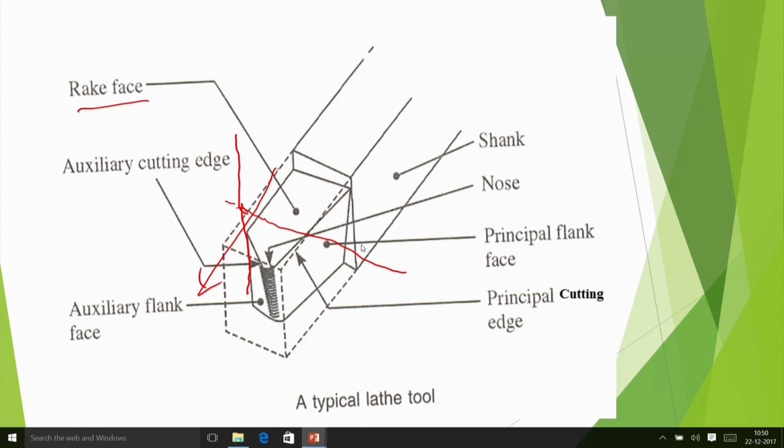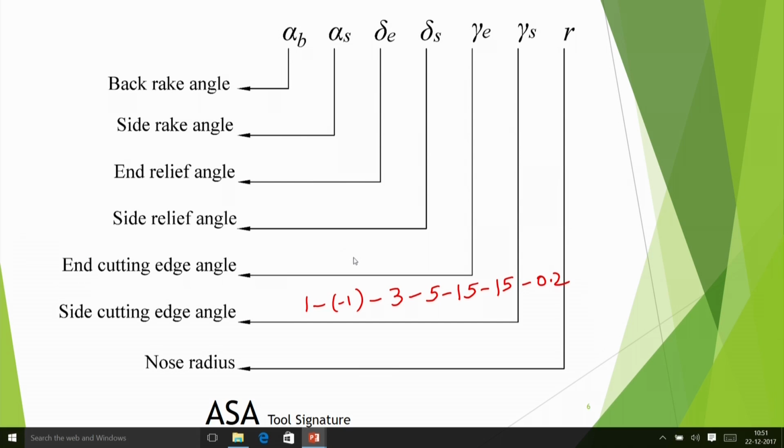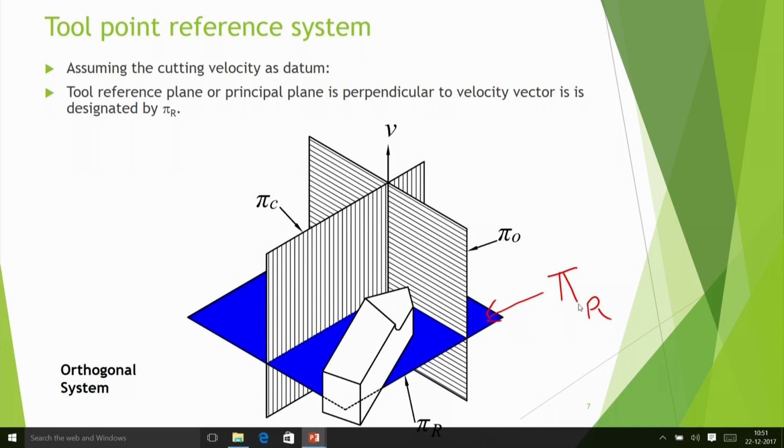This diagram you should be very familiar with, and always we make the 3 views of the tool in the ASA system, then very easily we can show all the related angles, and in the workshop the operator grinds the angle accordingly. Even if your tool gets worn out, then grinding can be done. That operation is done there. In ASA tool system, we have told the tool signature. The tool is designated like this, and this last digit is basically the nose radius. This ASA tool signature system we have told.